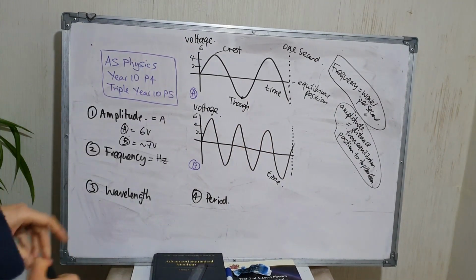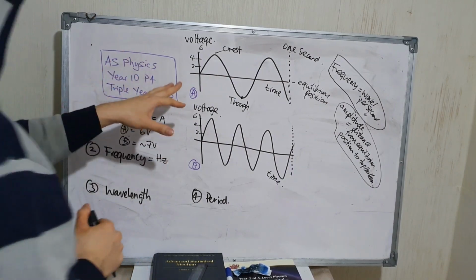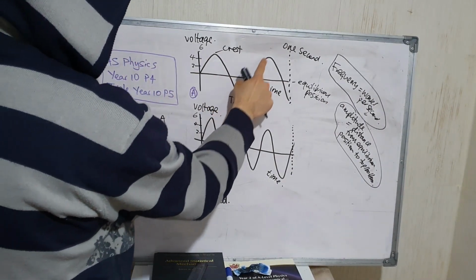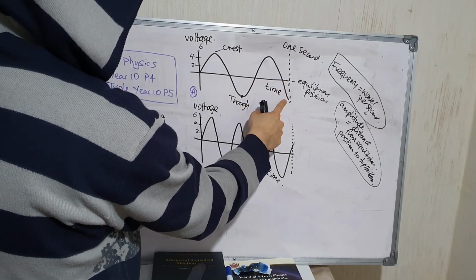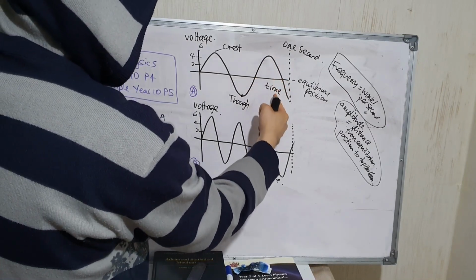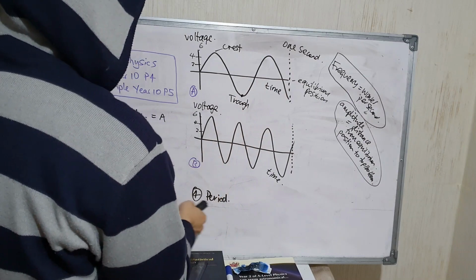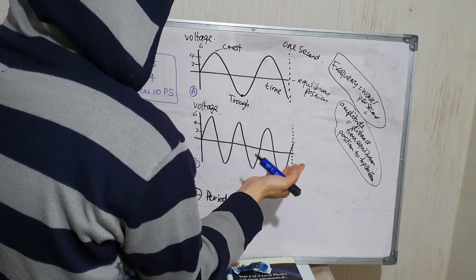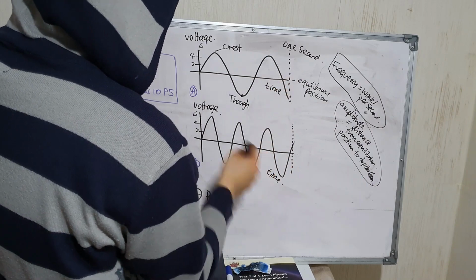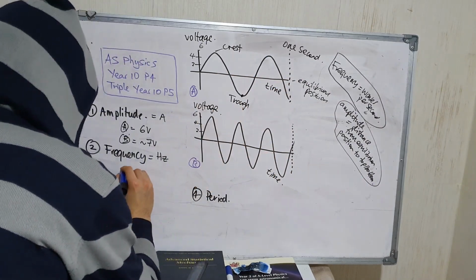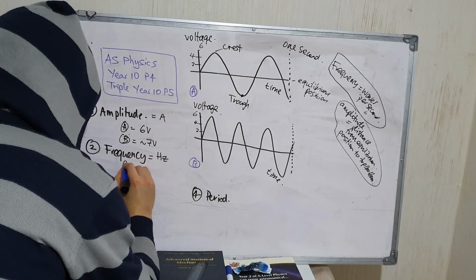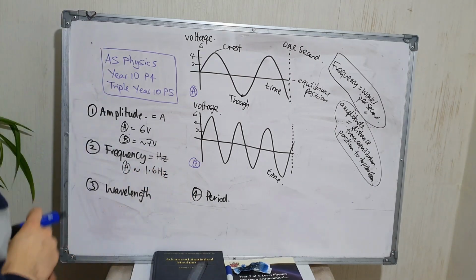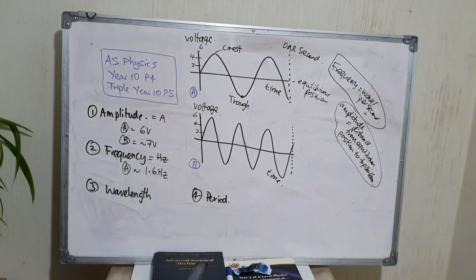So frequency. How many waves are there in this case? There is one wave, and this is a half. Let's just say it's 3 point. So that's 1.5, so it's more than 1.5. Let's just say it's 1.6. So the frequency for A is about 1.6 hertz.